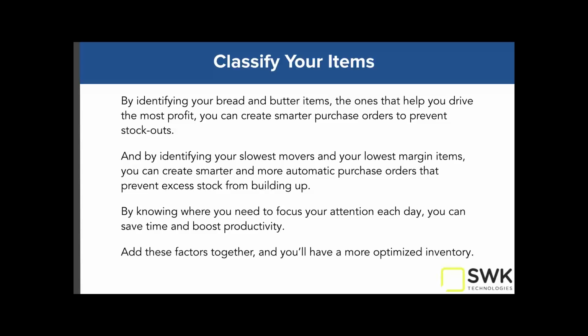And if you can really identify those bread and butter items, those high value, fast moving items that drive the most profit, then you're going to make smarter purchase decisions, right? Which is what this is all about. Those are the ones that I want to make sure I have set policies for that give me the best odds for preventing stocking out of those key items. And if you identify, conversely, the slower movers or lower margin items, you can make some decisions around that.